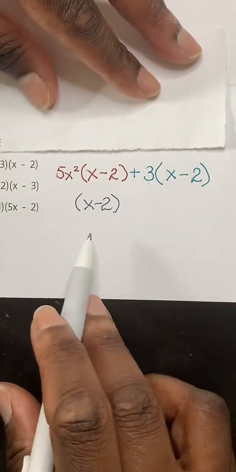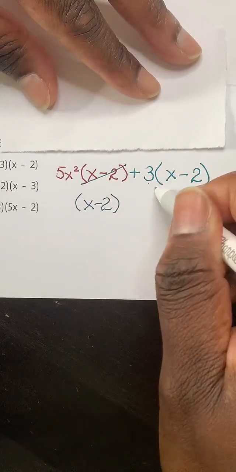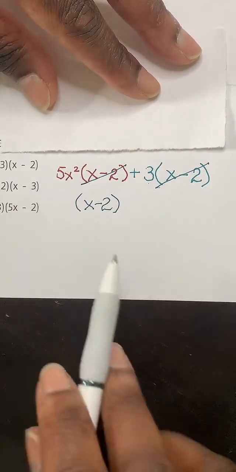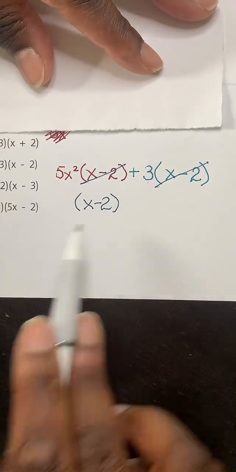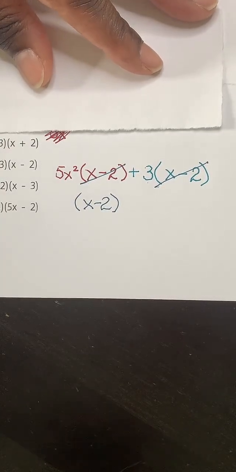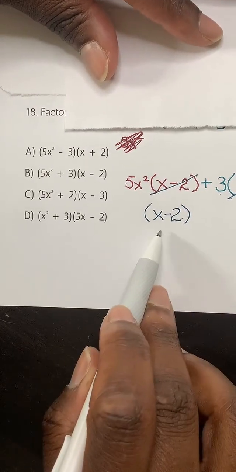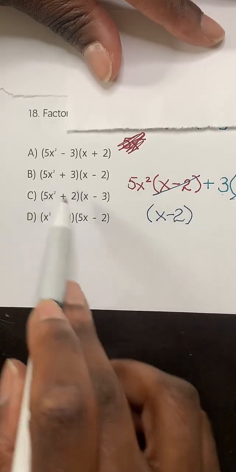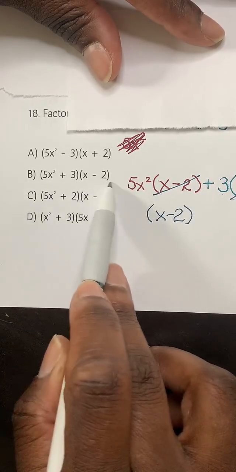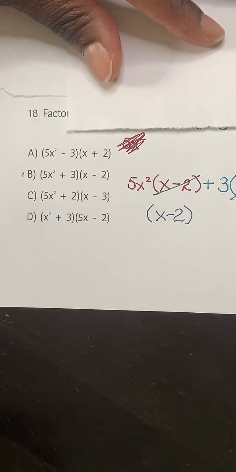So if I factor out the (x minus 2)'s, they're gone up here. Once you get this, you can take a look at your answer choices to see which one is going to be your answer. So I'm looking to see which one has x minus 2. Right now, B has x minus 2. So we could have B as my answer.